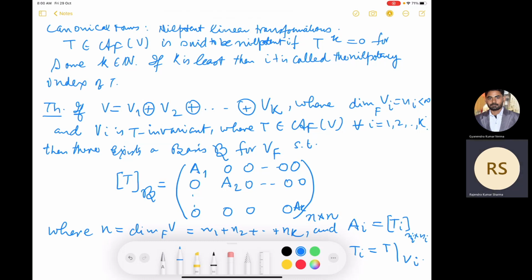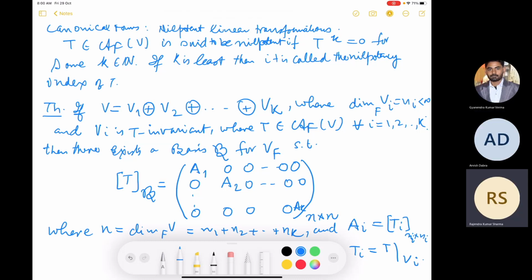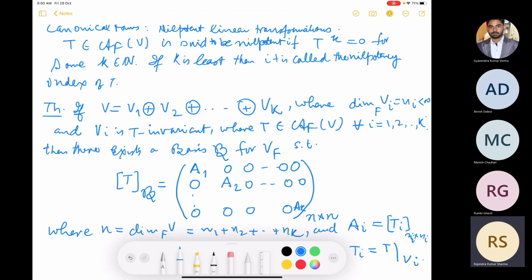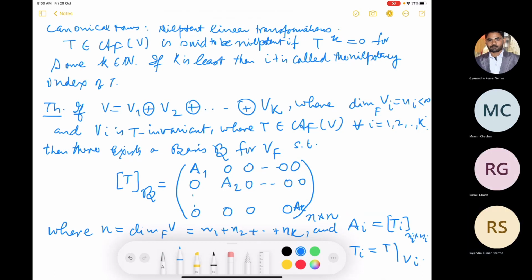And we said a linear transformation is nilpotent if some power of it is 0. And if k is such a least power, say T power k is 0, but T power k minus 1 is not 0, then k is called the nilpotency index of T. Now, nilpotent linear transformations are very nice transformations because they have many interesting properties. For example, you can prove that all of its characteristic roots are 0.